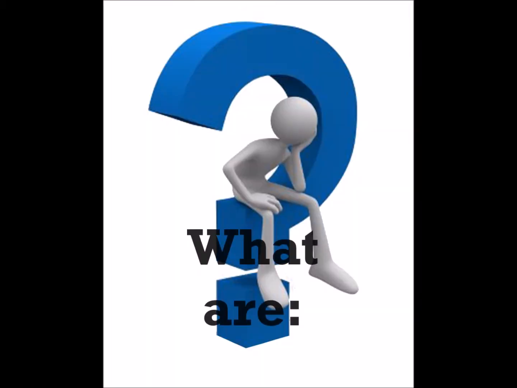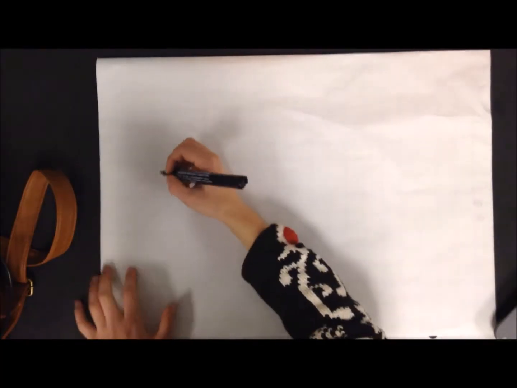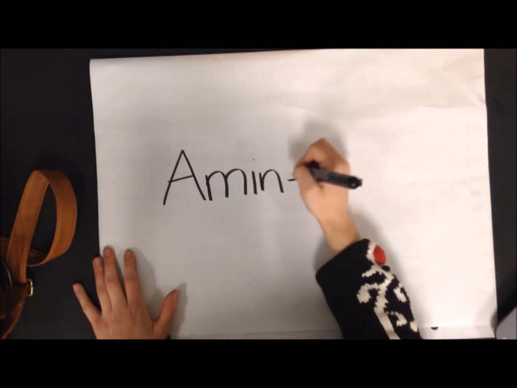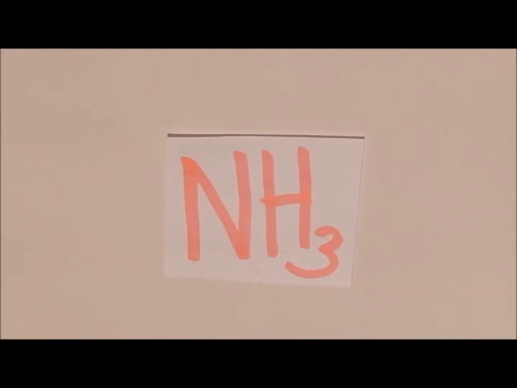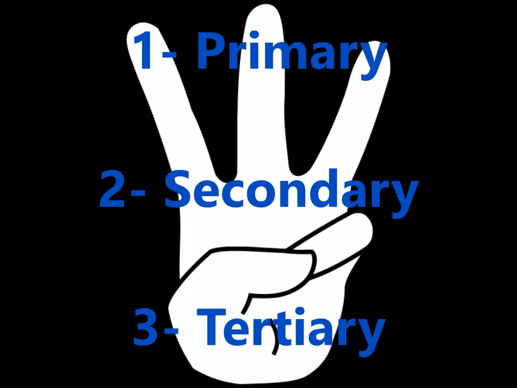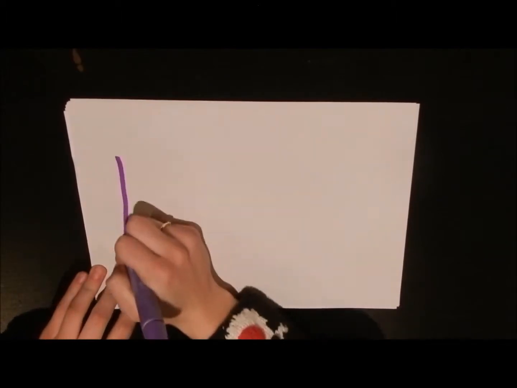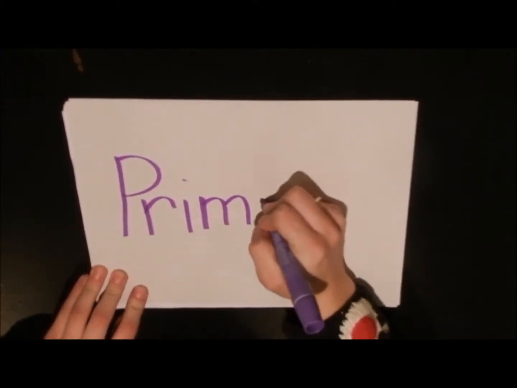Before I start telling you what amines and amides are used for, you must first know what they are. Amines are compounds derived from ammonia. There are three types of amines: primary, secondary, and tertiary. Categories depend on the number of alkyl chains attached to the nitrogen group.